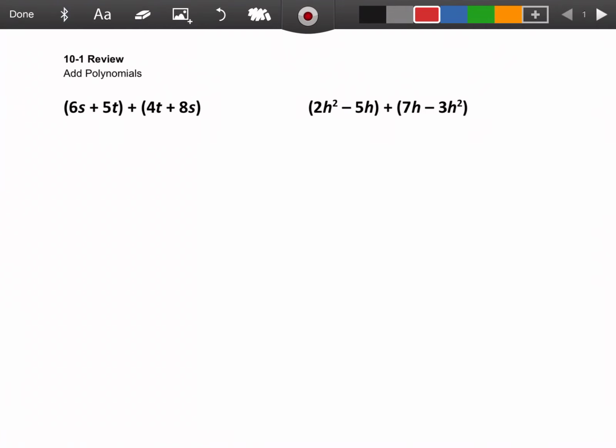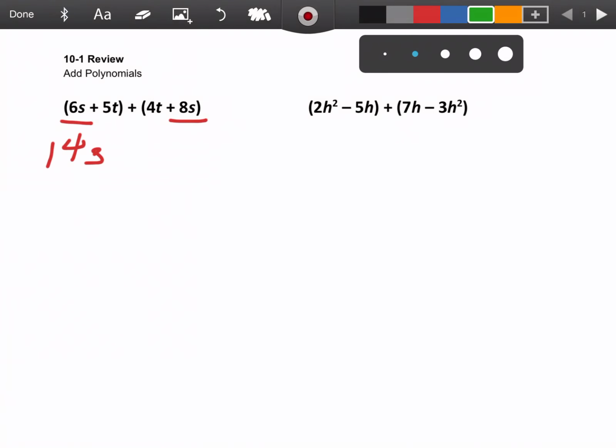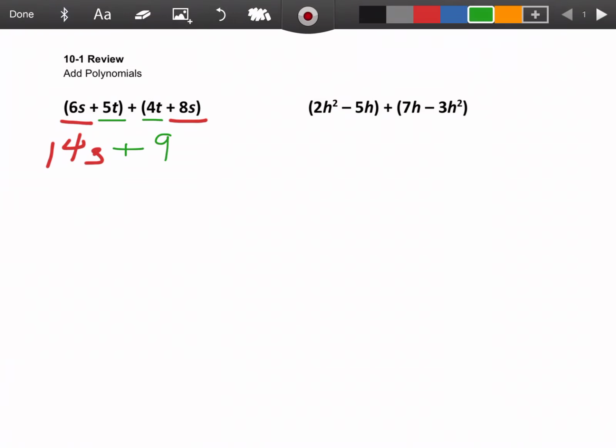So really, you just need to combine the like terms here. So we have 6s and 8s. So 6 plus 8, that would be 14s. And then we would have 5t plus 4t, and that would be 9t, just like that. So we'd have 14s plus 9t.